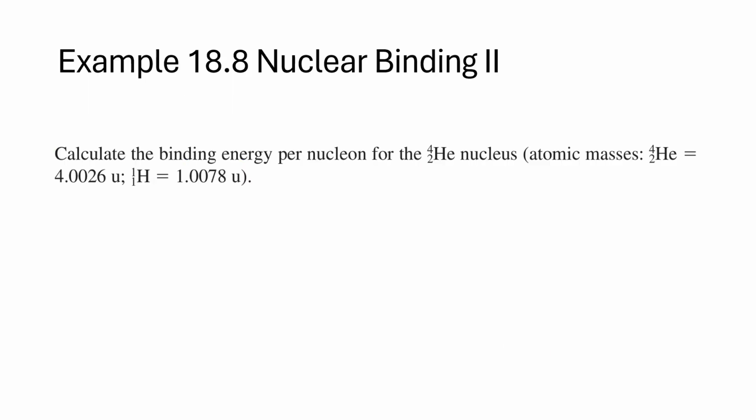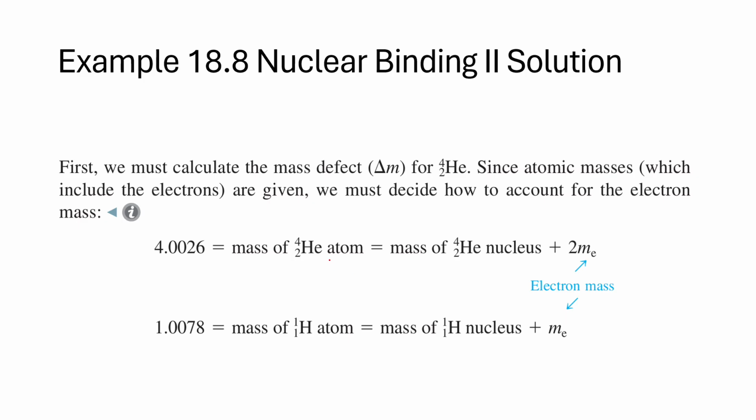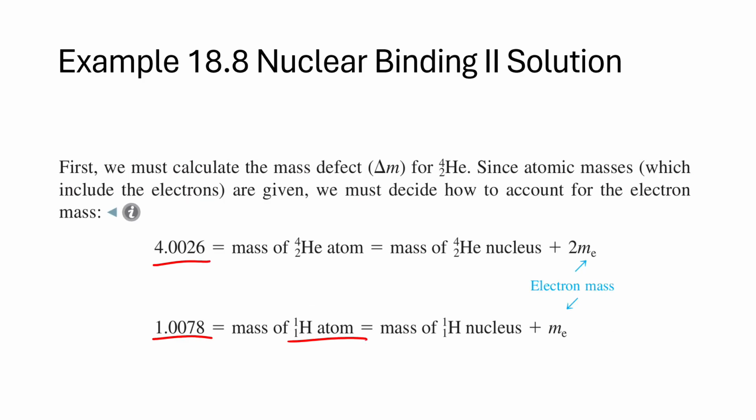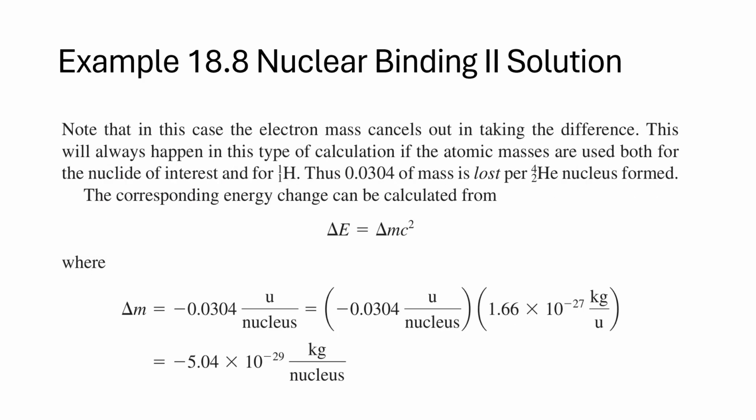Okay, now let's do nuclear binding energy part 2. Calculate the binding energy per nucleon for the helium nucleus. So you have the mass of the helium atom plus 2 Me is 4.0026, and you have the masses of two protons is 1.0078. So you have to learn how to account for the electron mass.